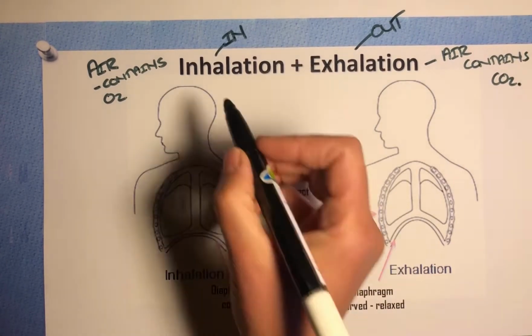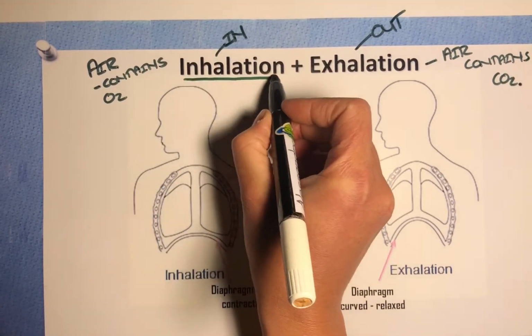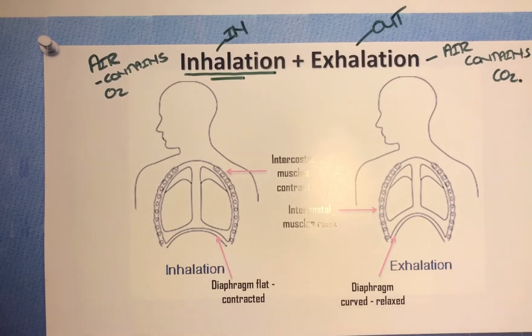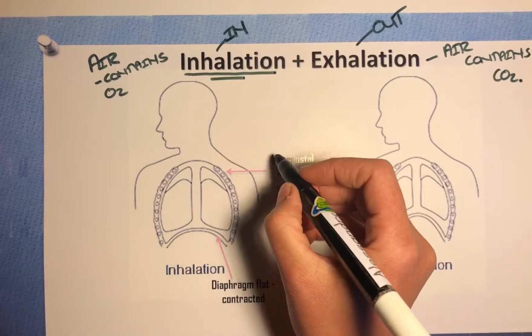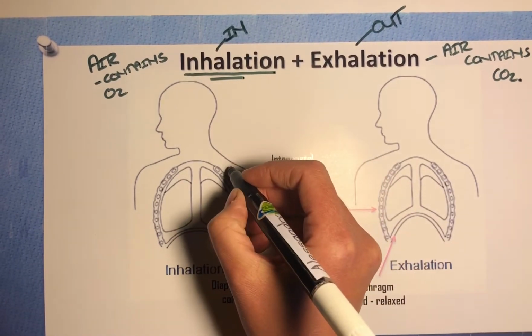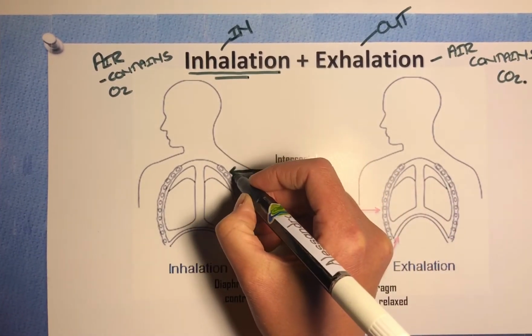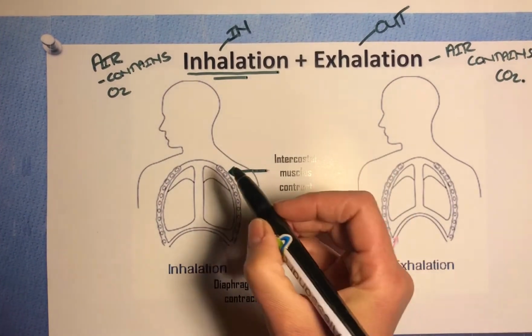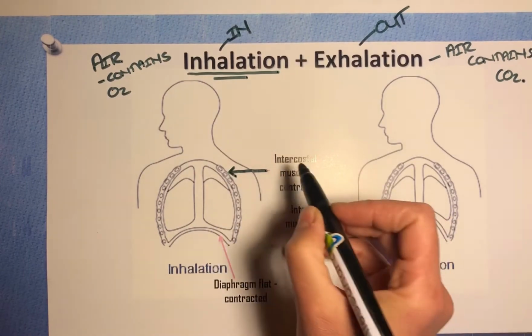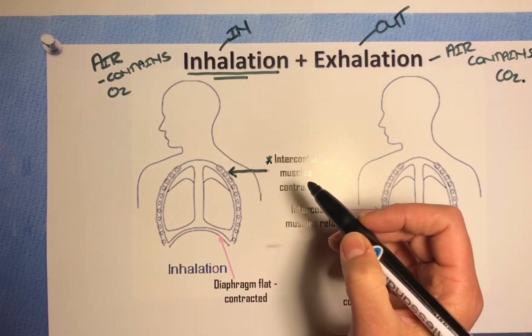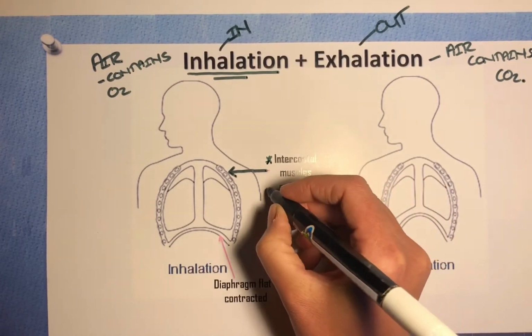Okay, so let's look at the process of inhalation first. Inhalation is the process of breathing in. We're going to look at the muscles that are involved in this specific process. So firstly, we need the intercostal muscles. The intercostal muscles are illustrated over here. Those intercostal muscles are the muscles between the ribs. And these muscles during the process of inhalation are going to contract.